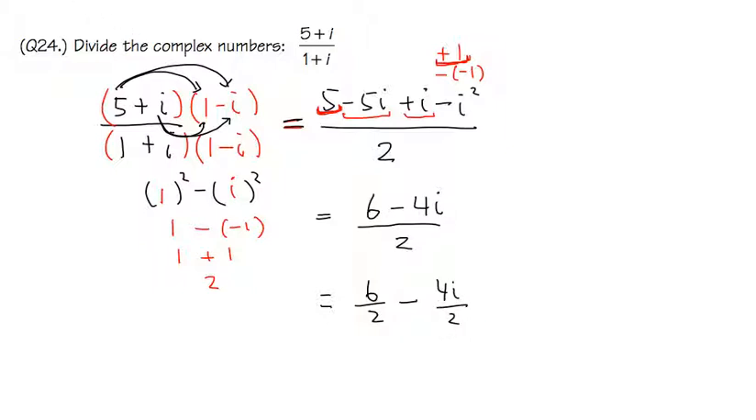For the first part, 6 over 2, 2 goes into 2 one time, 2 goes into 6 three times. And for the second part, 2 goes into 2 one time, 2 goes into 4 twice. So we can write our answer as 3 − 2i. And that's it. 3 − 2i for the answer.